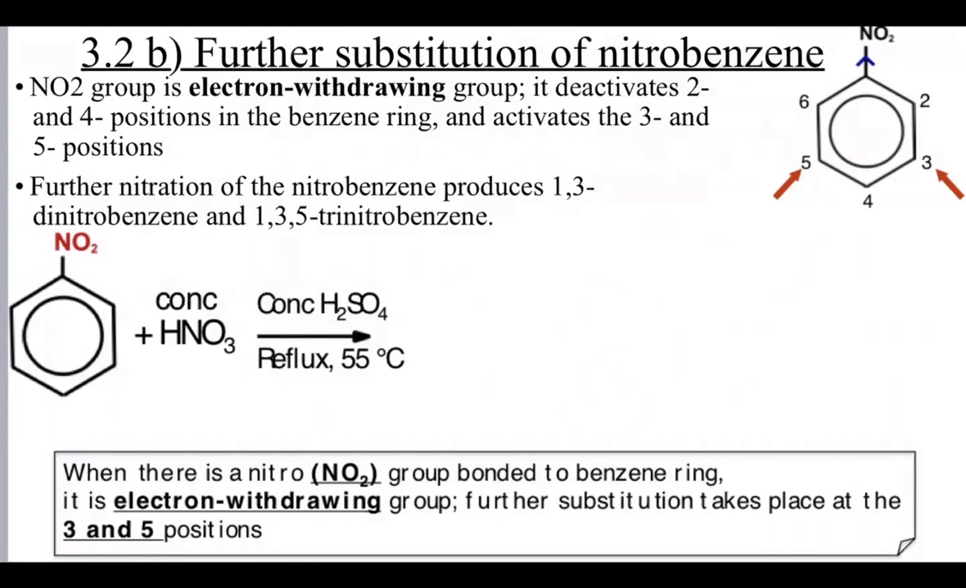Notice how I have drawn that the carbon is attached to the nitrogen of the NO2. These are the only 2 possible products. This is called 1,3-dinitrobenzene. The other one is called the 1,3,5-trinitrobenzene, which is already written in your notes.